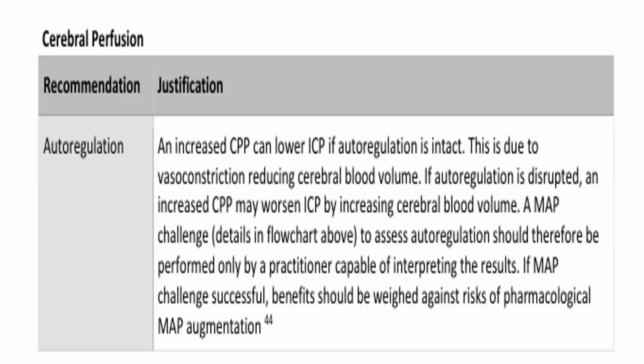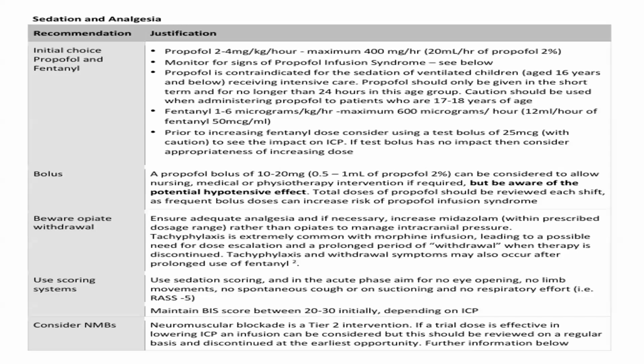Then the next is how to manage the cerebral perfusion. An increased CPP can lower ICP if autoregulation is intact, causing vasoconstriction and reducing cerebral blood volume. If autoregulation is disrupted, an increased CPP may worsen ICP by increasing cerebral blood volume. A MAP challenge to assess autoregulation should therefore be performed by practitioners capable of interpreting the result. If the MAP challenge is successful, benefit should be weighed against the risk of pharmacological MAP augmentation.